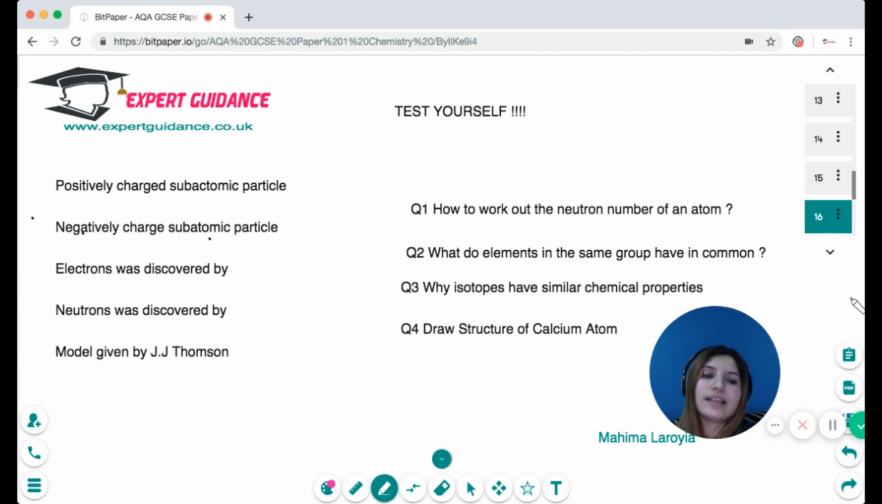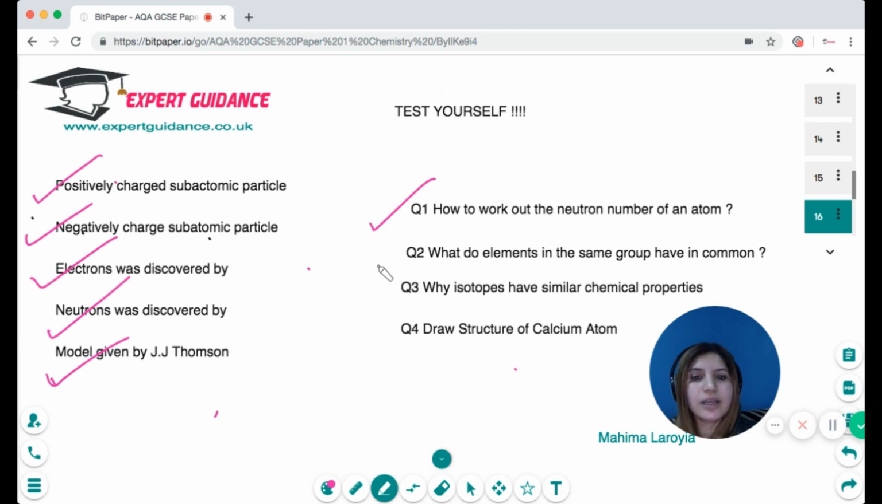So now let's test yourself. The first question: you need to give one word for the positively charged subatomic particle, the negatively charged subatomic particle, who discovered electrons, who discovered neutrons, and what was the name of the model given by J.J. Thomson. Next, you need to answer how to work out the neutron number of any atom. What do elements in the same group have in common? Why do isotopes have similar chemical properties? And you need to draw the structure of a calcium atom. So you can pause the video and have a go at these questions. Okay, right, so now let us look at the answers.